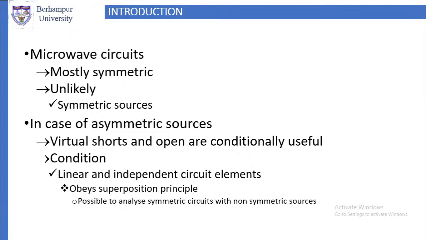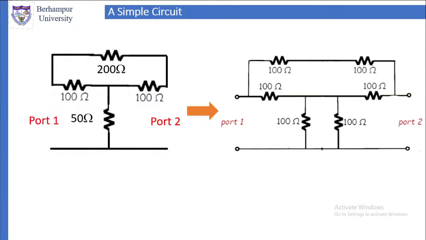So what we will do is use one non-symmetric source, find out the response of the circuit, use the other source, find out the response of the circuit, then add these responses. That is the combined response when both the sources are present. So that is why it is important.